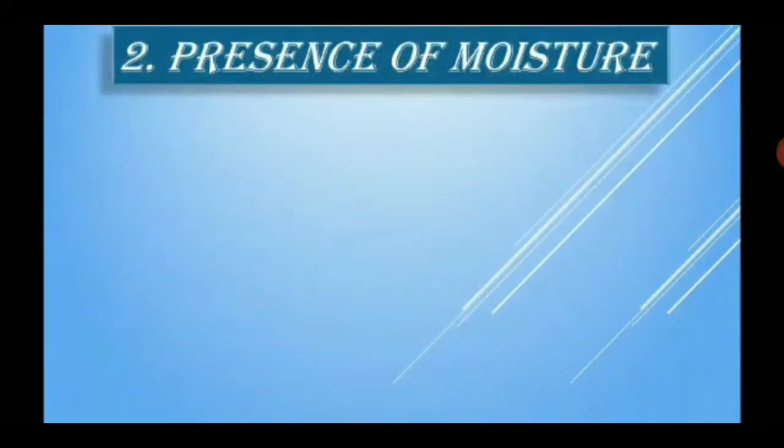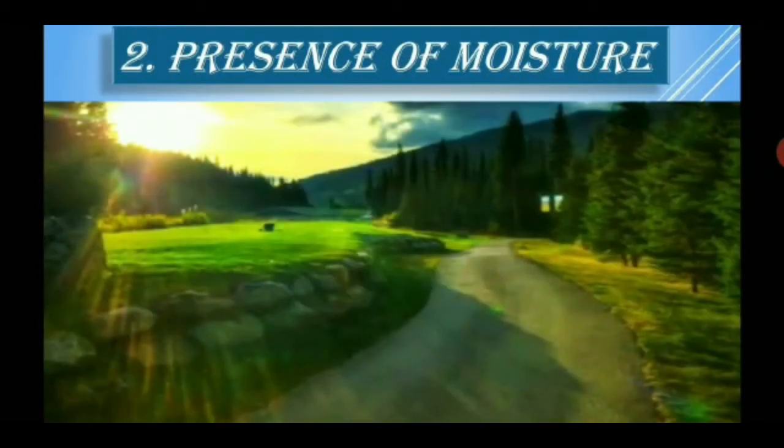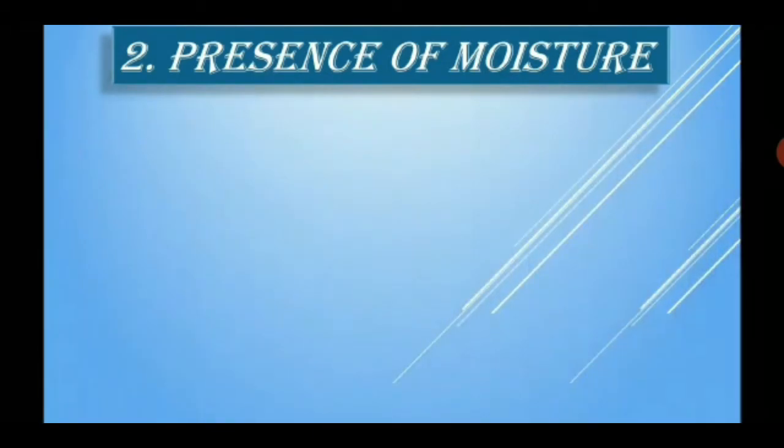Next is presence of moisture. Students, in summer days when you pass by any farmland, you might have observed that the air above the land is shimmering. Do you know why it happens? Let's find the reason for this. For that we have to perform a small activity.